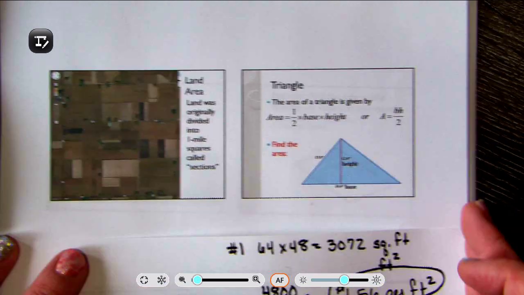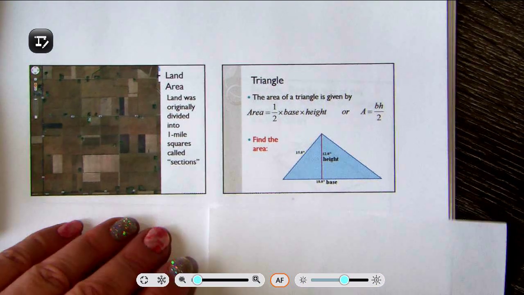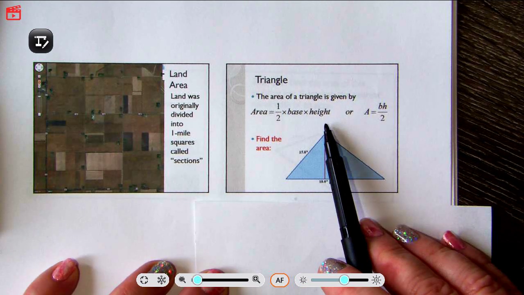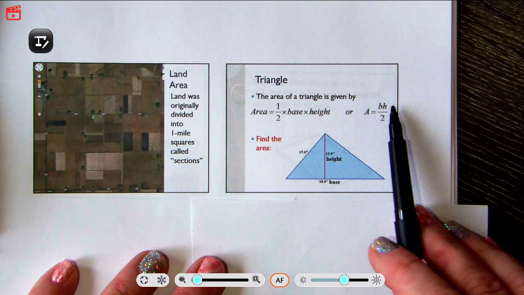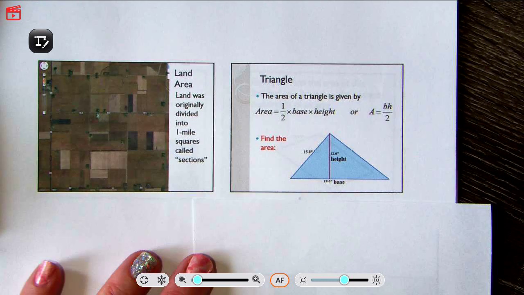Our next shape that we want to look at is the triangle. And the area of a triangle is given by 1/2 your base times your height. Or we can write it as base times height divided by 2. Whichever is easier for you to do.